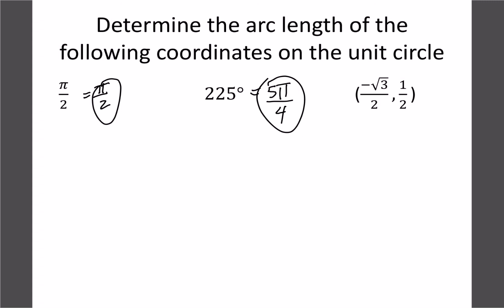And the last one, we got a coordinate negative root 3 over 2 and 1/2. So that would be in this quadrant here. And those ratios are for 30 degrees. So that's pi by 6. So that means we're in that location. We're at 5 pi by 6. So that would be our arc length for that one. And that's it. So we're finished with that.